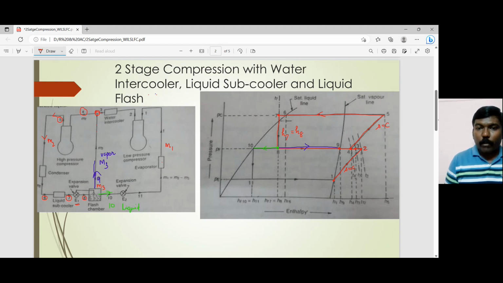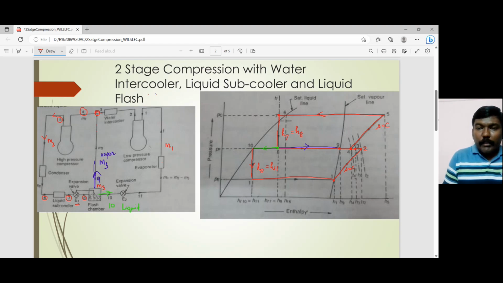So 8 to 10, which I have already shown with a green color line. Then it enters expansion valve 2, which is again an isenthalpic process, or a throttling process, where H10 is equal to H11. So that is the second expansion that is taking place. And from 11 to 1, that is your evaporator, where heat is extracted from the region that needs to be cooled.